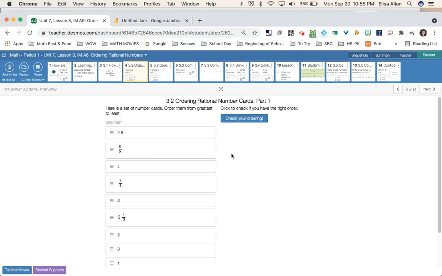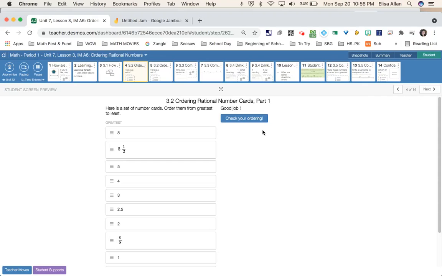Go ahead, give yourself maybe about 3 minutes to put these numbers in order, 2 to 3 minutes. And notice here, when you are done, go ahead and click to check your ordering. I believe you have 3 attempts to do this one on your own, okay? So don't click this unless you are pretty sure of what you have.